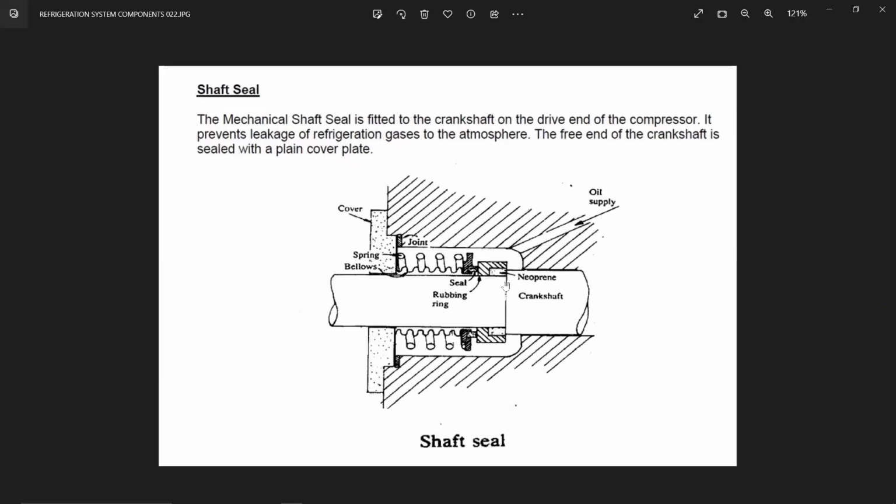Okay. Last thing is the shaft seal. A mechanical shaft seal is fitted to the crankshaft on the drive end of the compressor. It prevents leakage of the compressor gases to the atmosphere. The free end of the crankshaft is fitted with a plain cover plate like this. Okay.